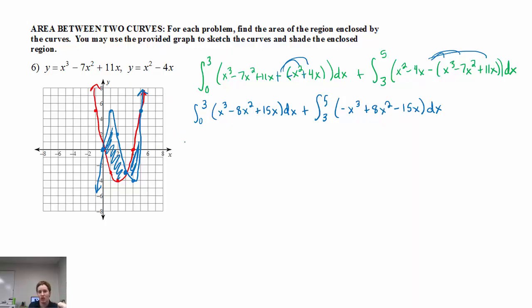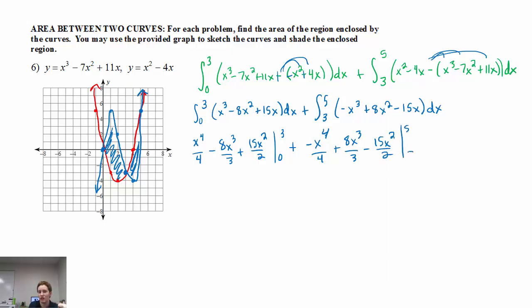Let's power rule. Get x to the 4th over 4 minus 8x cubed over 3 plus 15x squared over 2 from 0 to 3. Then we've got negative x to the 4th over 4 plus 8x cubed over 3 minus 15x squared over 2. We're going to plug in 5 and 3.